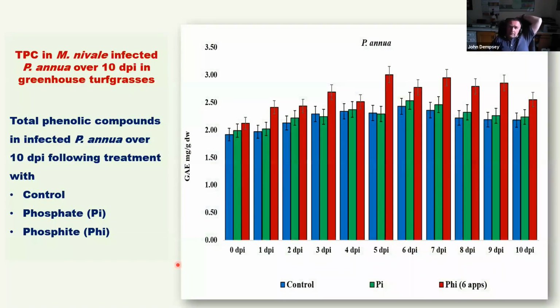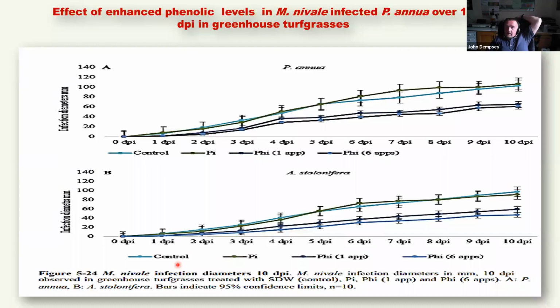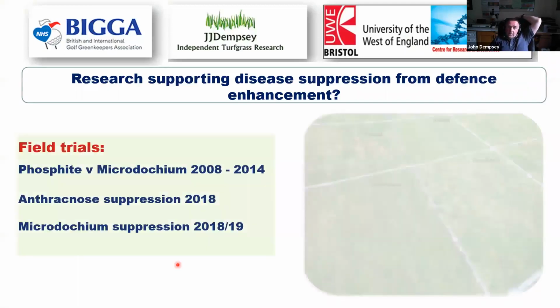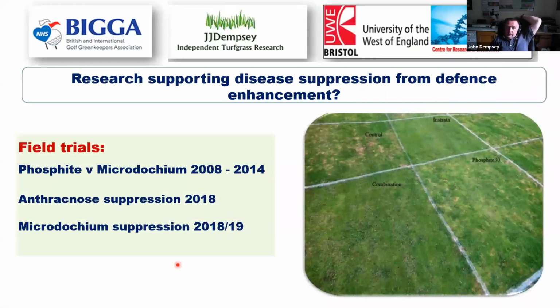This is Poa annua, which we had in the greenhouse. And we looked at the level of phenolic compounds in the infected plants, the Microdochium infected plants. And you can see the phosphite-treated plants produce much higher levels of these defense compounds much more rapidly. And as I say, that carried through because we had much lower levels of infection again. So the phosphite was actually enhancing these defense processes.